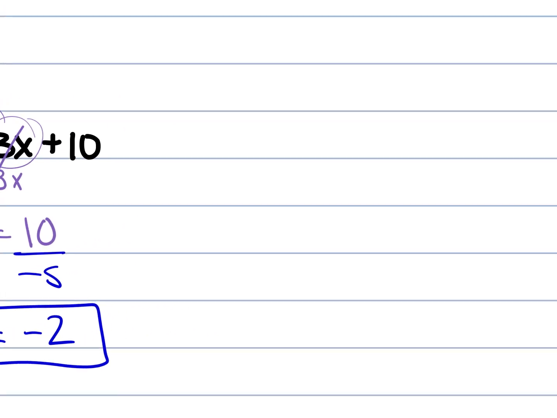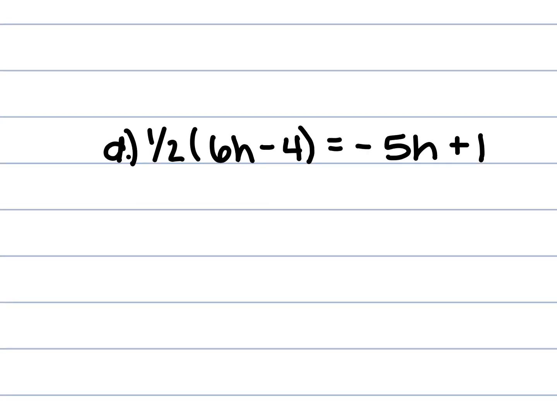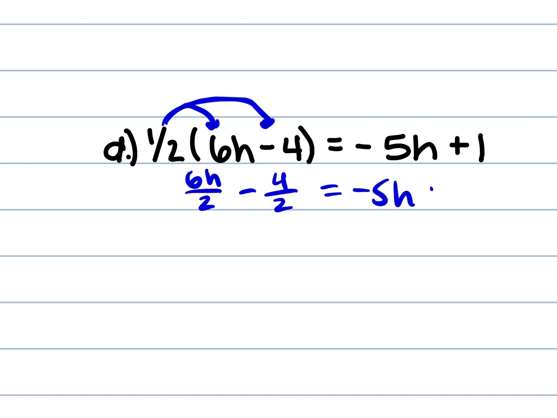All right, and lastly, let's look at D. With D, I can distribute the 1/2 inside the parentheses. So 6h divided by 2 minus 4 divided by 2. And that's equal to negative 5h plus 1. So I can simplify this. 6 divided by 2 would be 3, so 3h. And 4 divided by 2 is 2. So 3h minus 2 is equal to negative 5h plus 1.